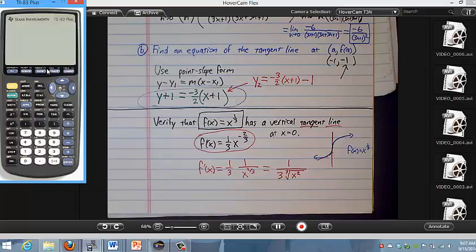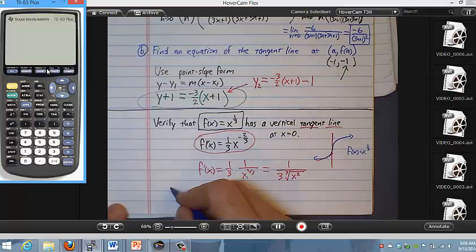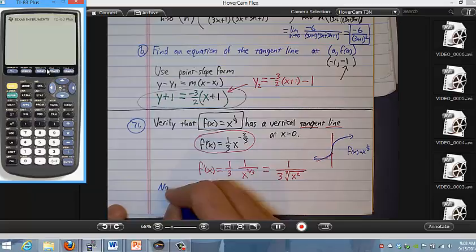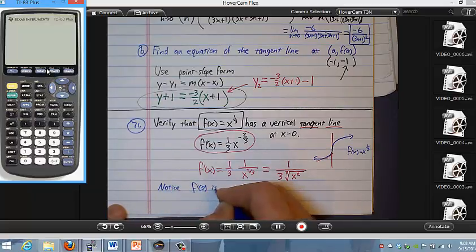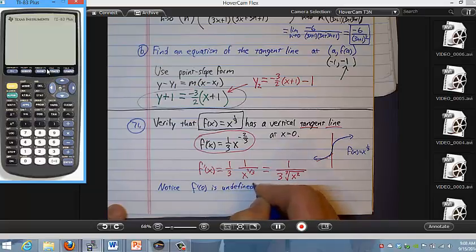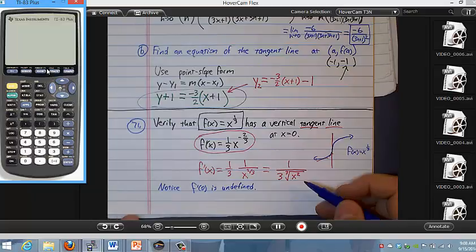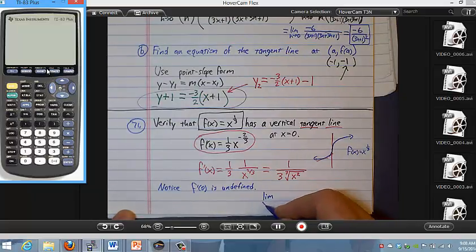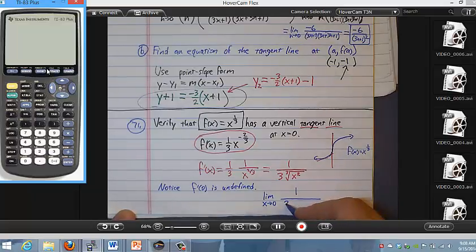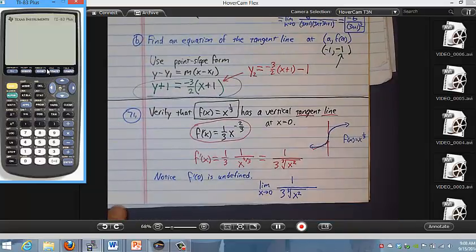Okay? Now, I guess I would say the following. Note, this is 71. Notice f prime of 0 is undefined. That's clear. But what can we say about the limit as x approaches 0 of 1 over 3 times the cube root of x squared? That's really what you want to think about. F prime of 0 is undefined, but maybe we can take the limit as x approaches 0 of the derivative.